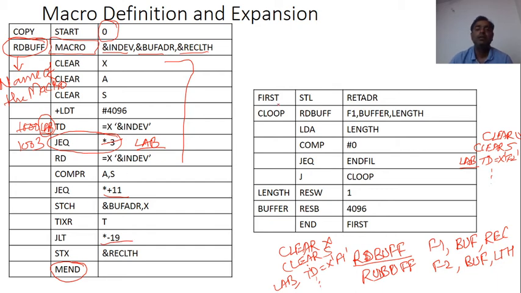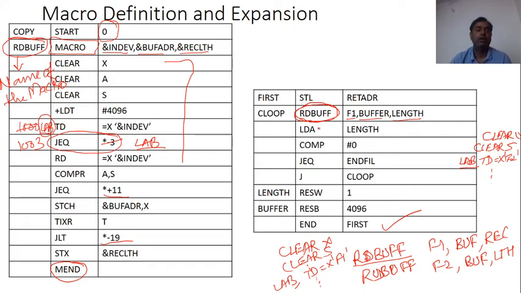Now this is the part of the program. The next statement after the MEND statement is first STL RET ADR, then CLOOP, and this is the macro invocation statement. You can see here I have invoked RDBUFF with these parameters: F1, buffer and length. Then LDA length, then COMP #0, then JEQ ENDFILL, then J CLOOP, and this is the end point of the program. So this is the program given with the macro definition. The name of the macro is RDBUFF, and the macro is invoked here only one time.